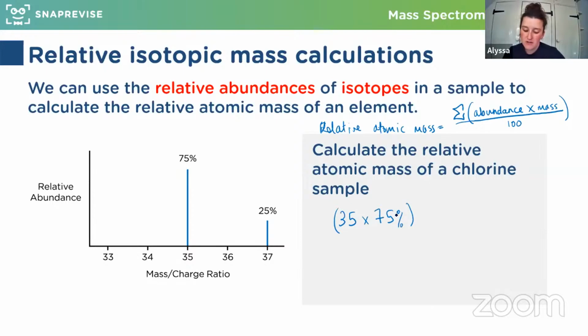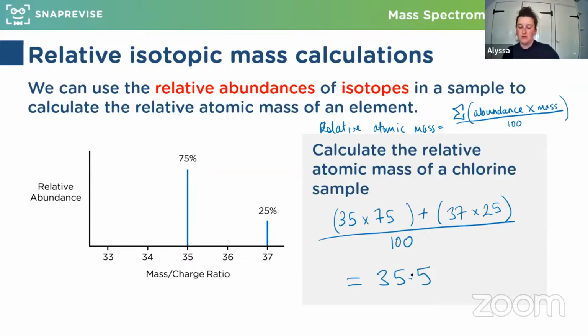Nice. So it's 35 times our 75% plus, I'm not going to put the percentage in, plus our 37, which is the mass of our other isotope, times 25%, divided by the total percentage, which is 100. And so chlorine should have a relative atomic mass of 35.5. If you get these questions in an exam, the answer may be ever so slightly different to the one in your periodic table. So don't panic if it is, just double check your numbers and make sure you're happy that you've done all the calculations correctly.